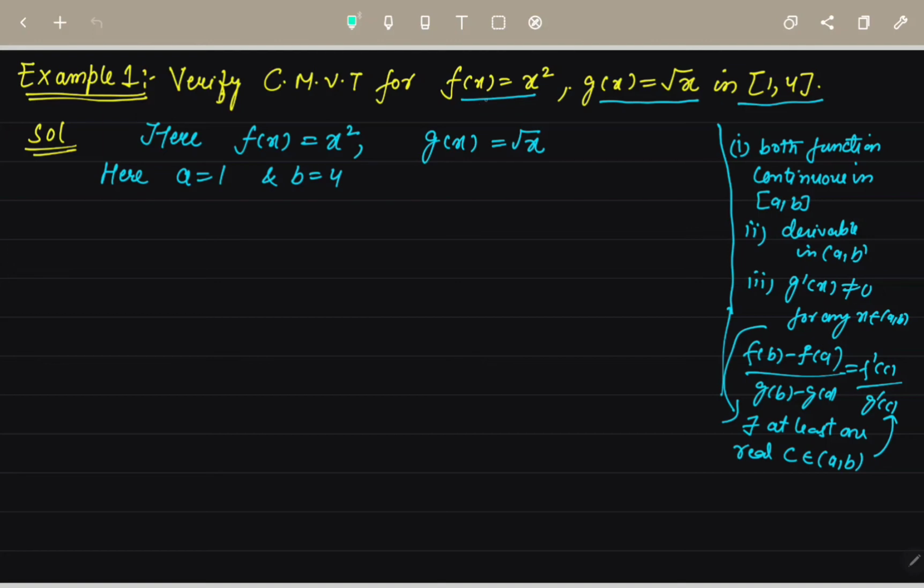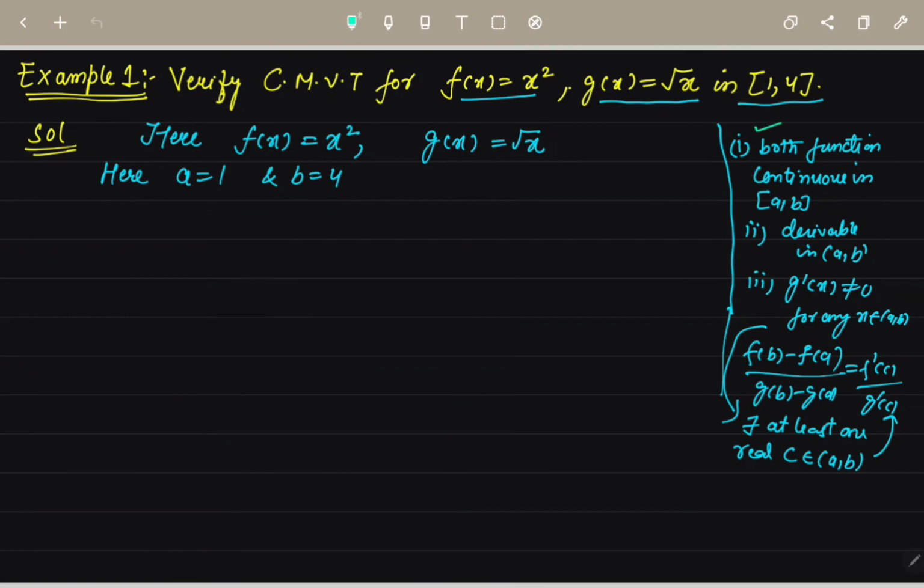Here the function is f of x is equal to x square and g of x is equal to root x in the closed interval 1 and 4. So first of all I will write here f of x is equal to x square and g of x is equal to root x. Now I know that from Cauchy mean value theorem I have to satisfy all the conditions.